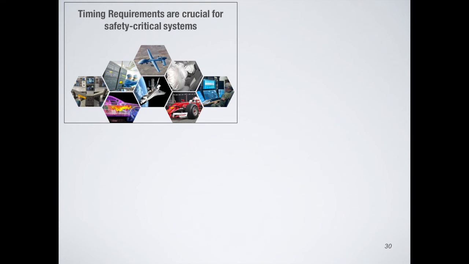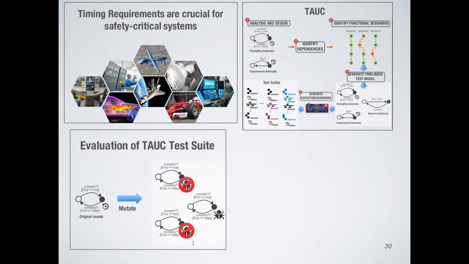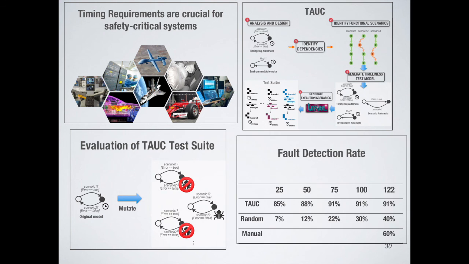To sum up this talk, we first show the importance of testing the timing requirements for safety critical systems. Then we present TALC, which generates system test cases to stress the timing requirements based on the use case and the timed automata. We evaluate the effectiveness by comparing the fault coverage rate with expertise-based manual testing and the random test. The evaluation result shows that TALC was much more effective than the other two approaches, even with a smaller test suite size.